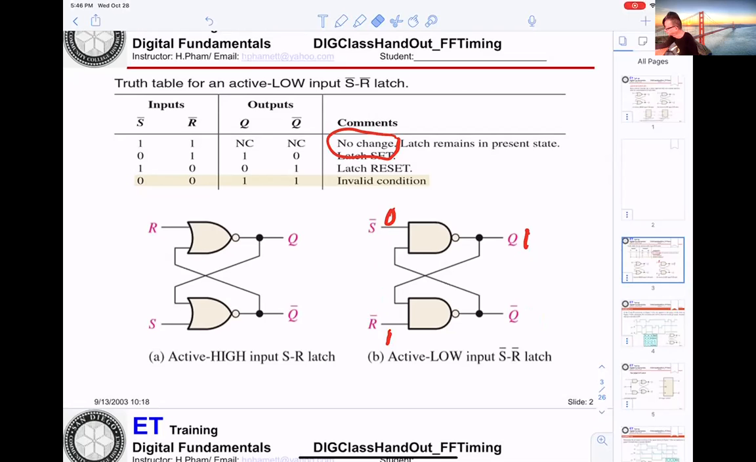Now I change 0 here to 1. If you're looking into the table, 1 and 1, 1 and 1, they say no change. Right? Yes. No change mean it was 1, then now still be 1. That means no change.